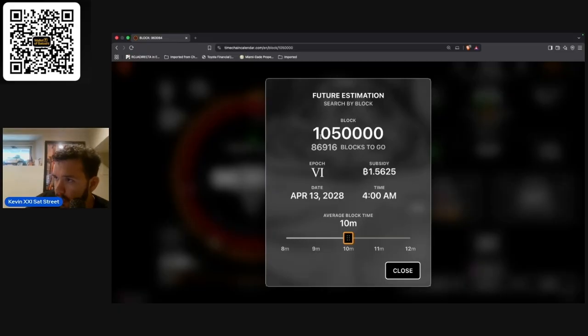Is it 1 million or 10 million? Hold on. Gotta do a little mental math here. Oh yeah, 1,500,000 right here. And there's 86,916 blocks to go until we get to the halving, which will bring us into the new epoch and with this new subsidy. And like I said before, it's just going to keep going lower and lower and lower until there's nothing. But anyways, let's just keep it moving.